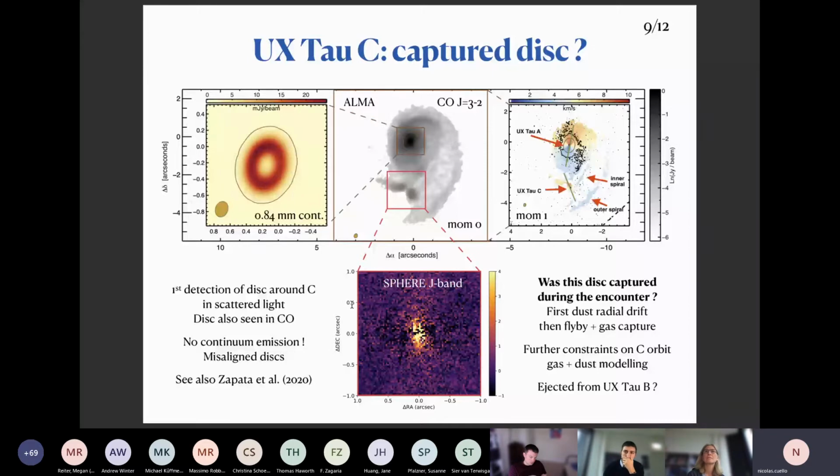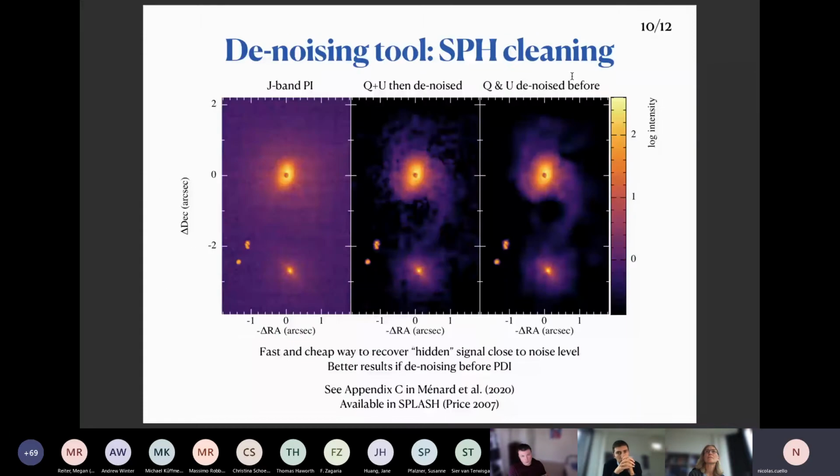And another idea is that perhaps the C perturber here was ejected from the binary B, which is to the west here. Well, I would also like to advertise a denoising tool that Daniel Price created during this project. So here you have, as an example, the polarized intensity in J band. Here you have the denoised image from here.